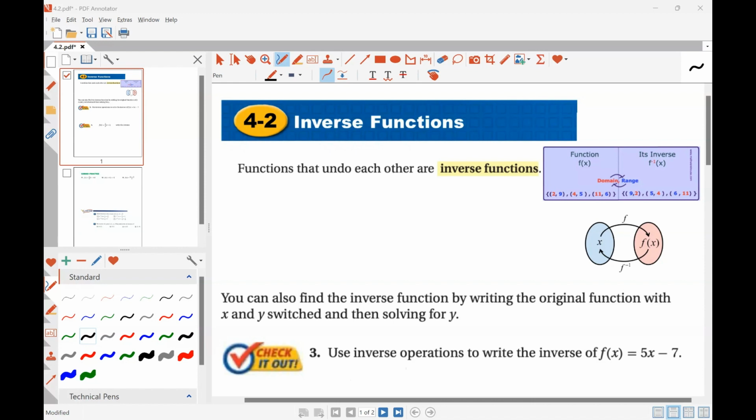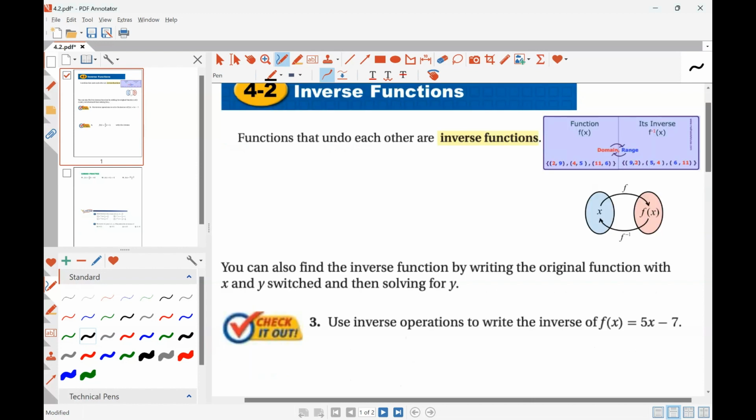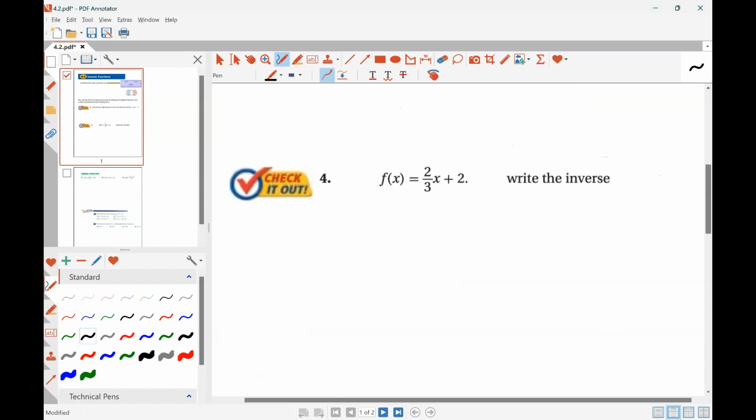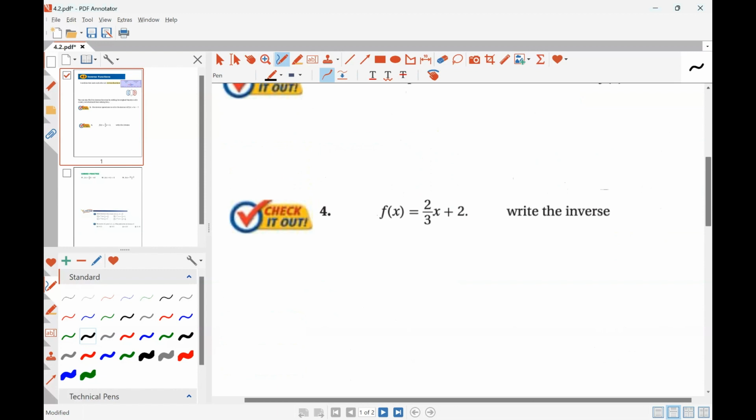So functions that undo each other are inverse functions. Every function can have an inverse function. So now we are going to learn how to find inverses. We have two techniques of finding inverses. I will just explain one of them, which is so simple. By just switching x and y in the original function and solving for y, we will produce the inverse function. Let's take a look, check it out.